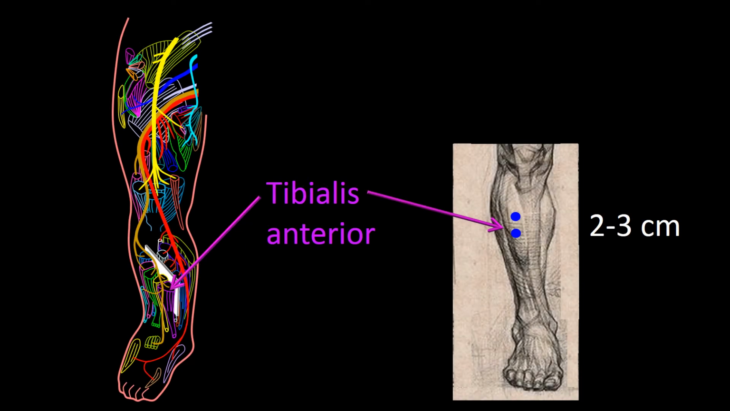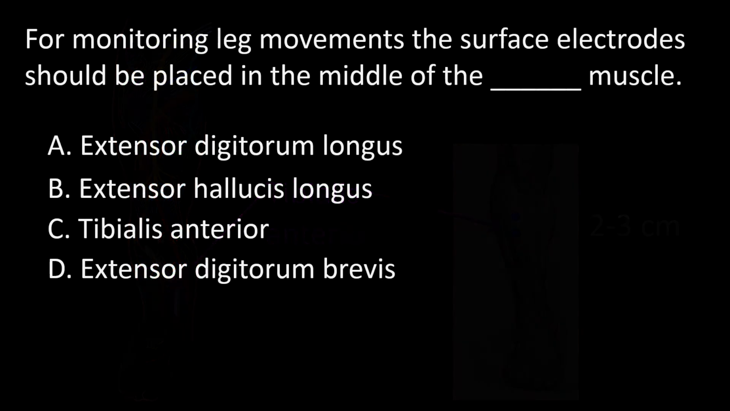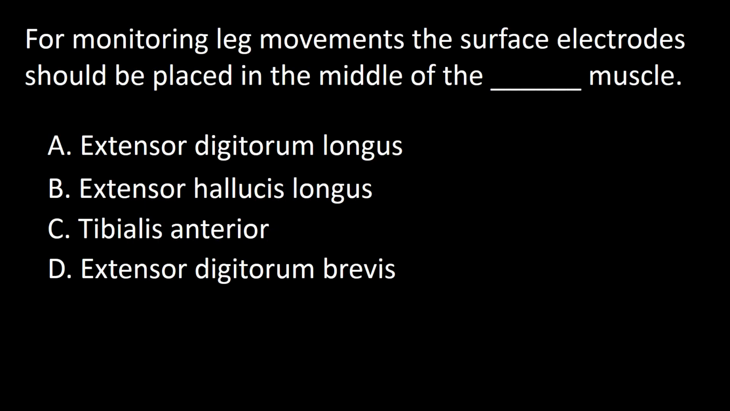The muscle most often monitored in leg movement is the tibialis anterior. The electrodes are placed in the belly of the muscle about 2 to 3 centimeters from each other. So the answer for this question is C.